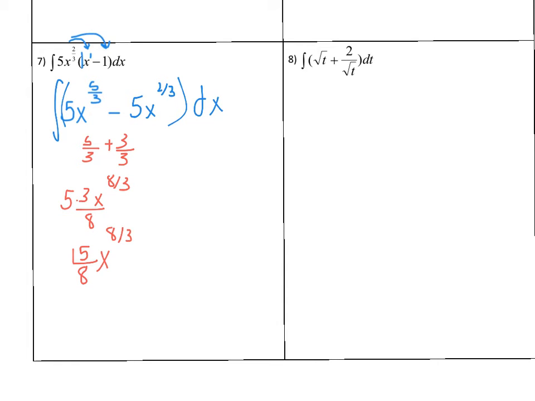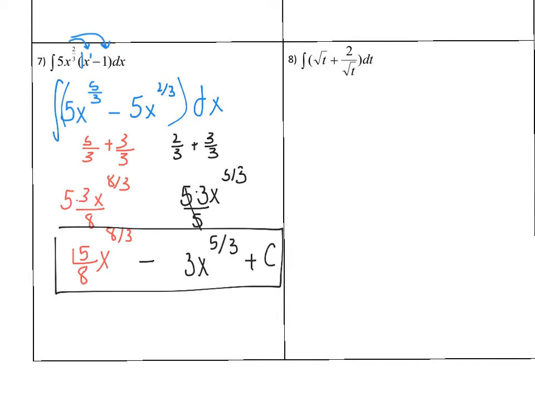Now if we do the second term, we're going to take the exponent, which is 2/3, add 1, which is 3/3, and that'll give you 5/3. So we keep the 5, keep the x, raise it to the 5/3 power, but then multiply by the reciprocal, which is 3/5. These 5s will cancel, and we'll be left with 3x to the 5/3. And don't forget the minus sign between them, and the plus c. That should be your final answer. All right, let's move on to number 8.